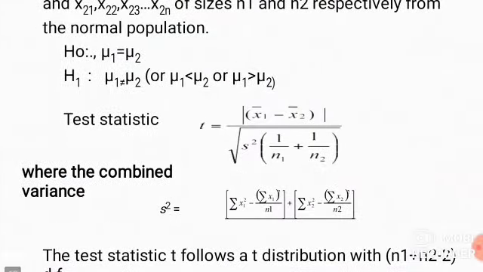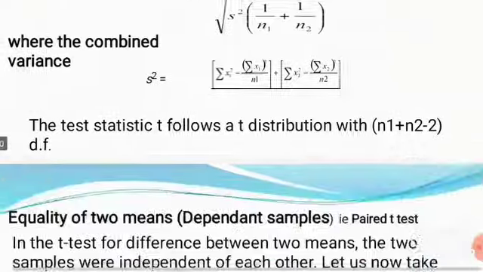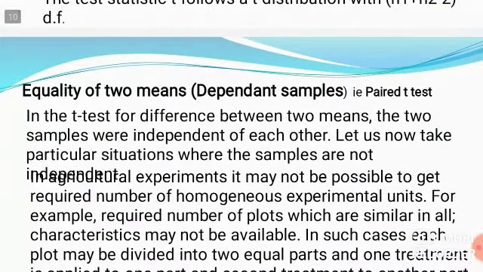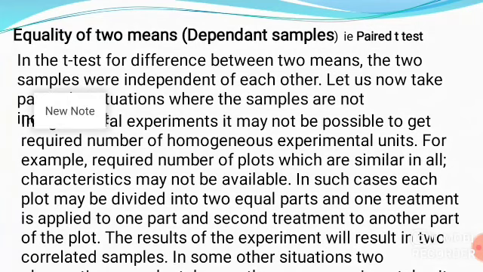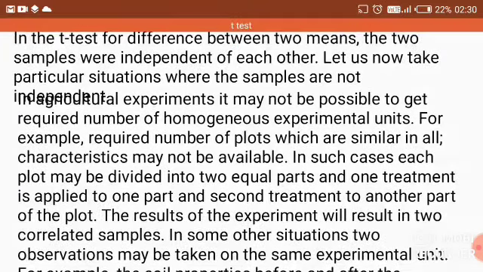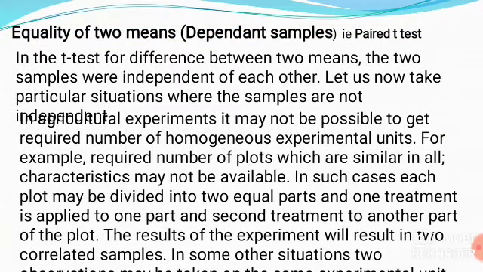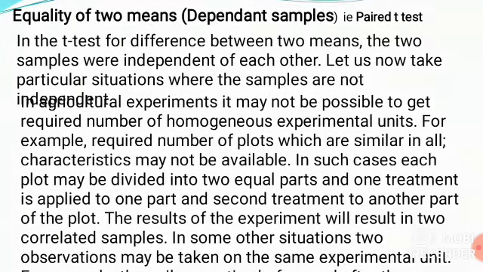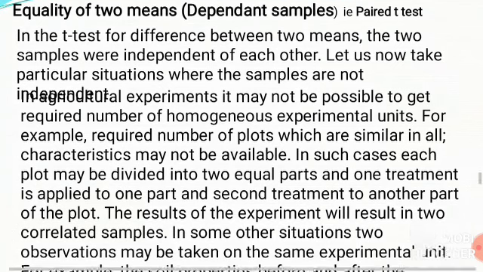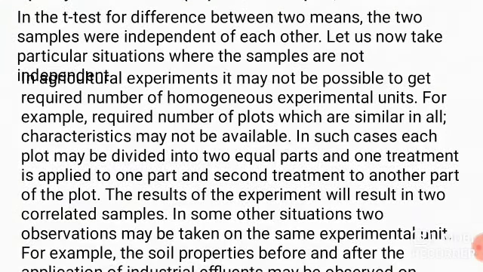So we use this formula for difference of mean. Now the third is equality of two means, dependent samples, that is, the paired t-test. In the t-test for difference between two means, the two samples were independent of each other. Let us now take a particular situation where the samples are not independent. It may not be possible to get the required number of homogeneous experimental units. For example, the required number of plots which are similar in all characteristics may not be available.